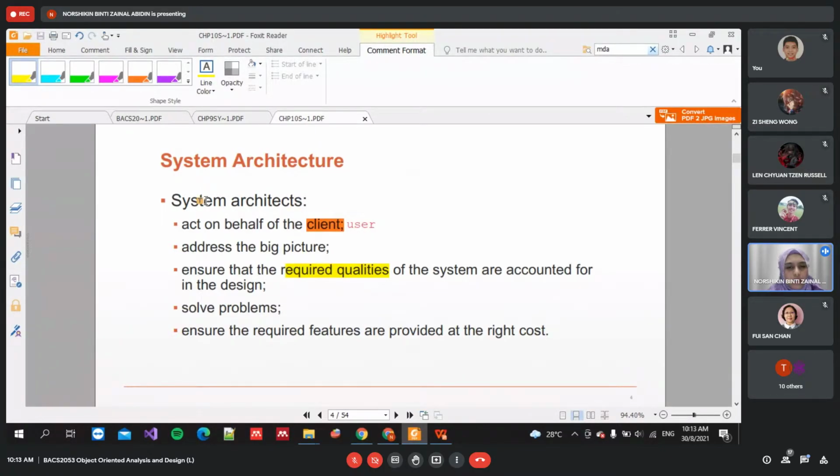Okay, but rare. Usually, it will be done by the BA only, business analyst, like I already mentioned to you. So the system architect will act on behalf of the client. The client here refers to the user of our system. For example, if they want to develop our student intranet, it will act on behalf of the student. The client is the user. So the user is the student or the staff, based on the system.